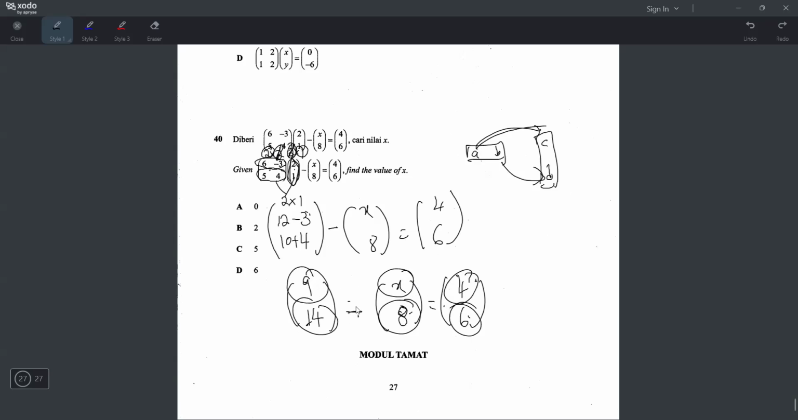Right? So top minus top, 9 minus x gets 4. So how to find x? 9 minus 4 gets 5. So the x is 5. So the answer is C, right? And if you try to take bottom minus bottom, 14 minus 8, you really get 6, right? Okay, I explain a bit how I moved this one. The minus x I move here and it becomes positive. And then the 4 I move here and it becomes positive, right? Because I want to find x. That's why I try to make it positive, right? So the x is 5.